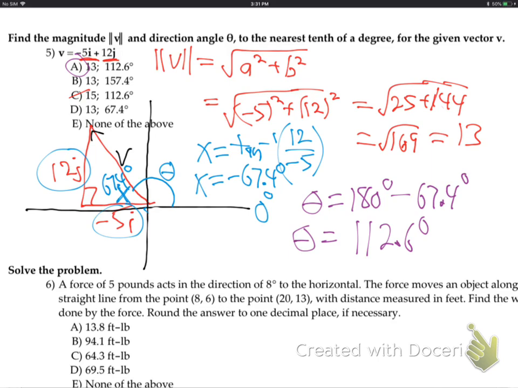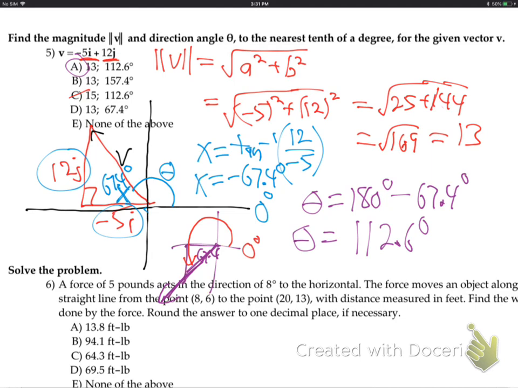Just for kicks, what if it was negative 5 and negative 12? Yeah, good question. What if it was negative 5, negative, down like that, and we got 67.4 or whatever, which would be the angle right there with the x-axis? What would we do to find the direction? Claire's question is a good one. It'd be from here all the way to there. It's always from 0 degrees to the actual vector.